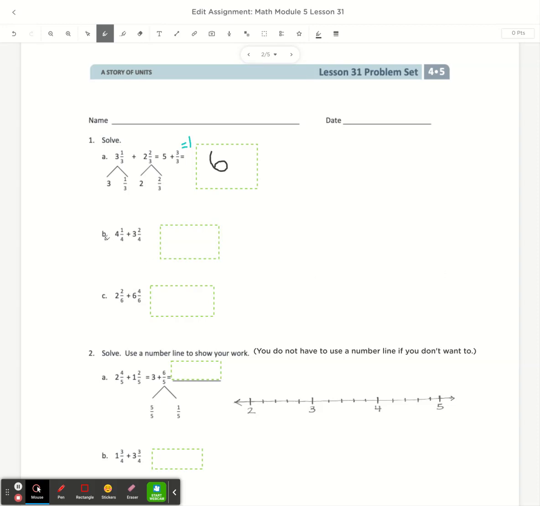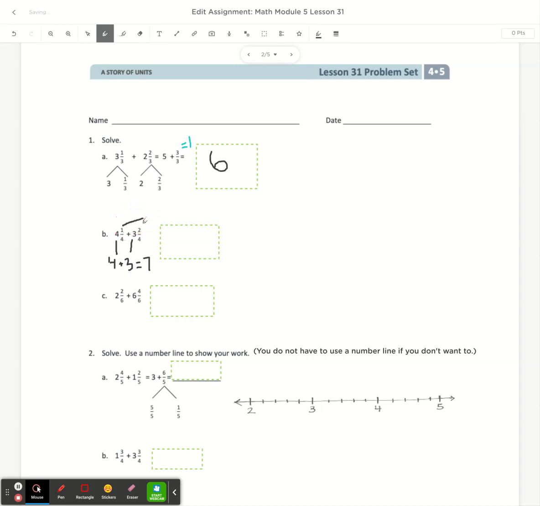We're going to look at part B. Part B, we have 4 1/4 plus 3 2/4. So I'm going to start off by just adding my whole numbers together. So I'm going to do 4 plus 3. Well, I know that 4 plus 3 is equal to 7.